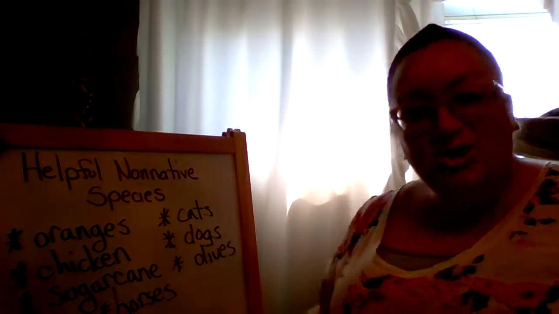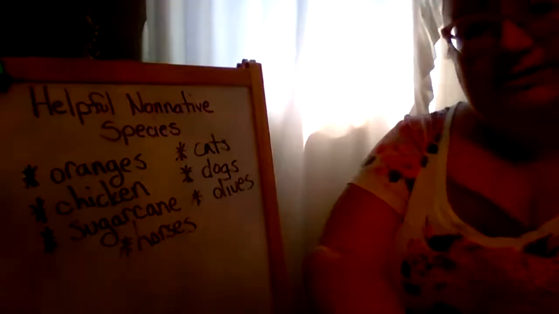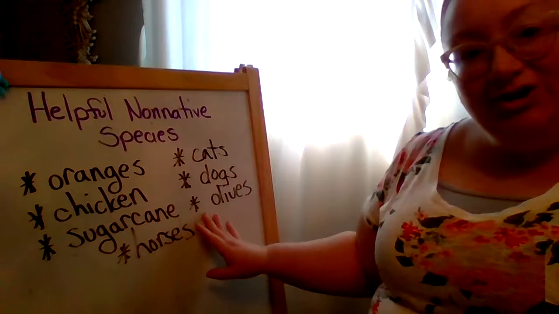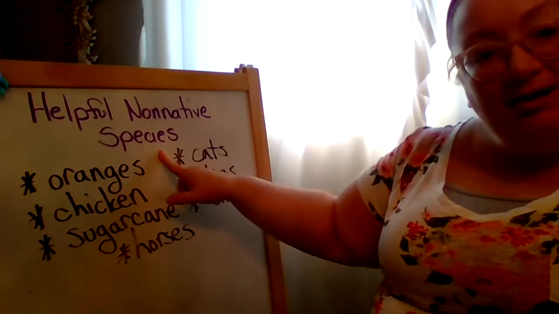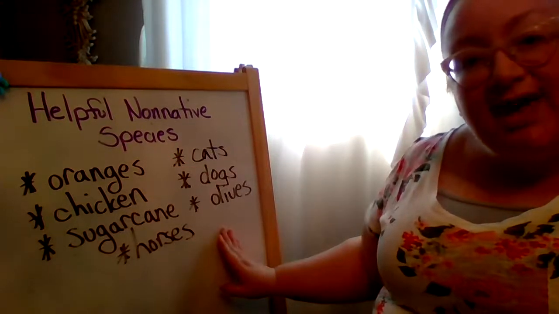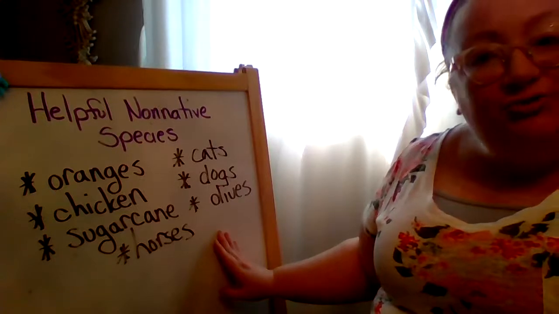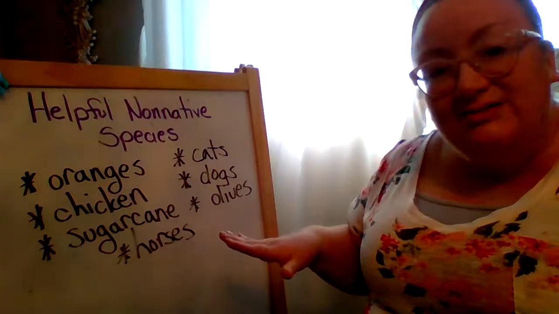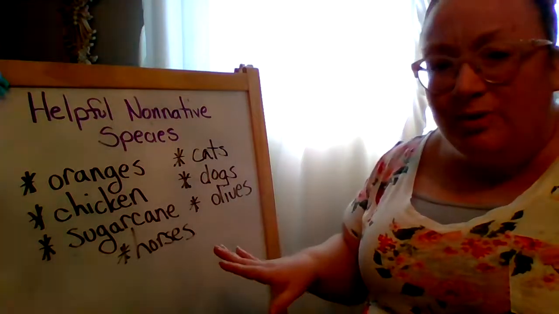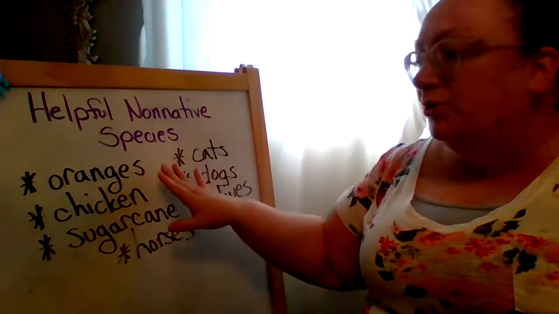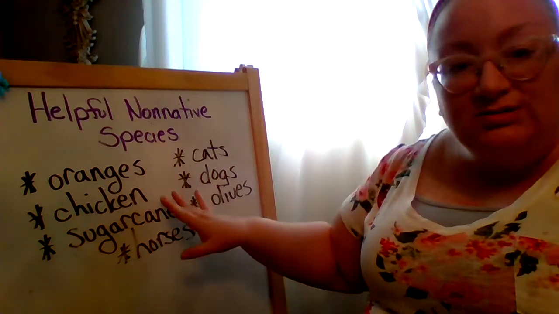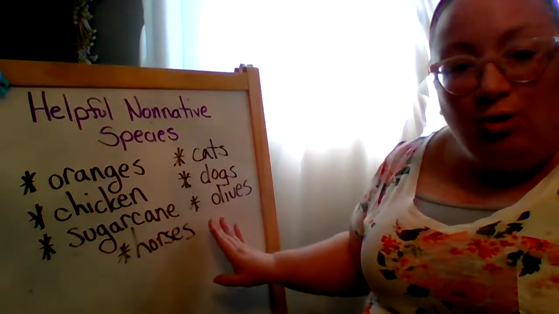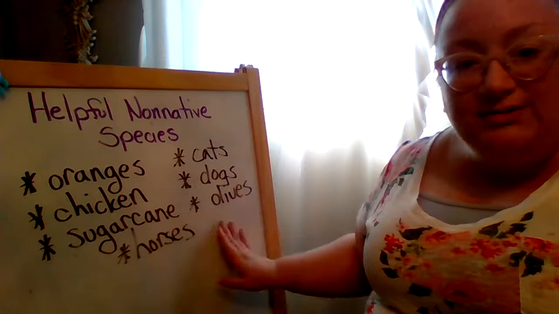All right, guys, so let's take a look at our list over here. These are the helpful non-native species that we pulled from the text. When we were looking, we looked for things that were beneficial, that maybe had a couple of downsides, but for the most part were beneficial and helpful. So we came up with the species of oranges, chicken, sugarcane, horses, cats, dogs, and olives.